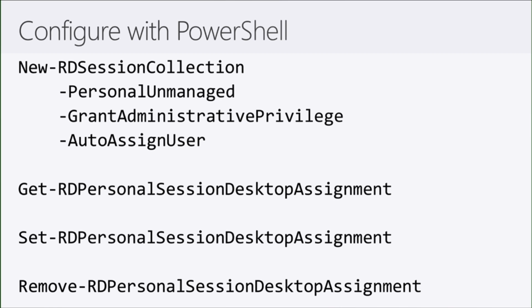It's called PersonalUnmanaged. If you had a look at the earlier technical previews of 2016, it had another name, but the GA naming is PersonalUnmanaged. You can decide if you want to grant your users administrative privileges, and you do not have to configure this on GPO level or whatever. You can do it at the collection level and switch it on or off.